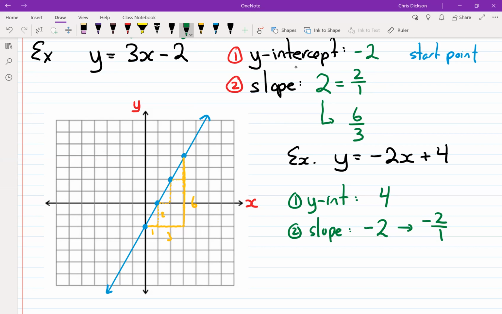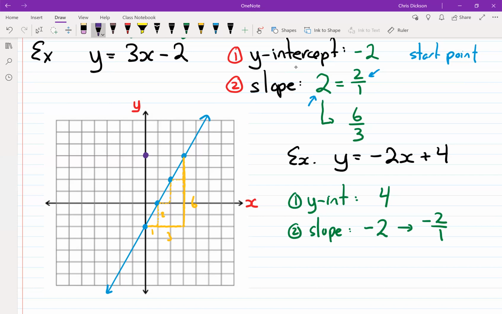Okay, so where do we start here? We start at 4. That's our y-intercept. So I go up to 4: 1, 2, 3, 4. That's 4 on the y-axis, the y-intercept. Now my slope is negative 2 over 1. Notice that when it was positive 2, it became 2 over 1. You went 1 to the right and then up 2. But now that it's negative, you're going downwards. A negative slope means you're going downhill.